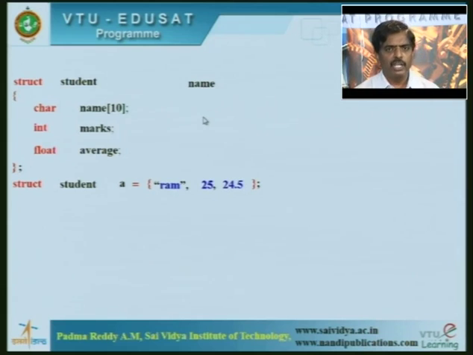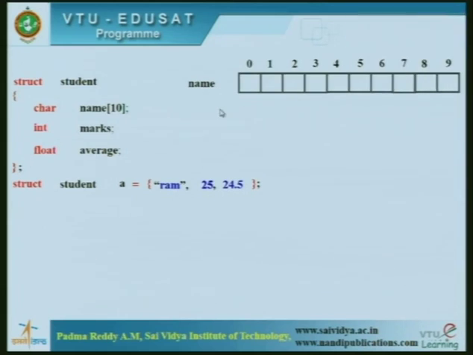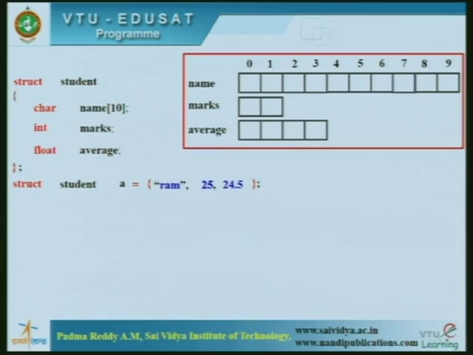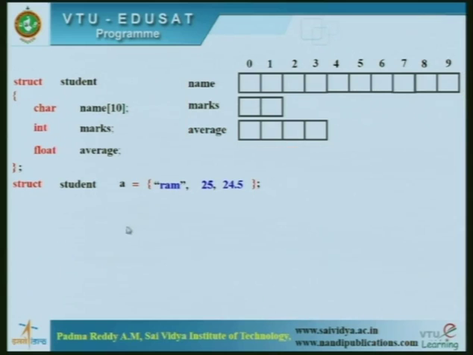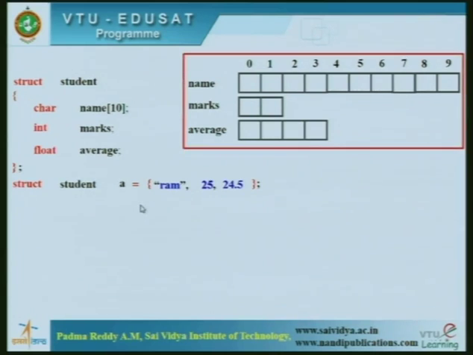For which field? Name field. For name 10 bytes, and then for marks how many bytes? 2 bytes. And then average is of type what? Float. So average takes how many bytes? 4 bytes. Now the entire block is identified by the name. What is the name given here? The name given here is A. So the entire block is identified by the variable A.